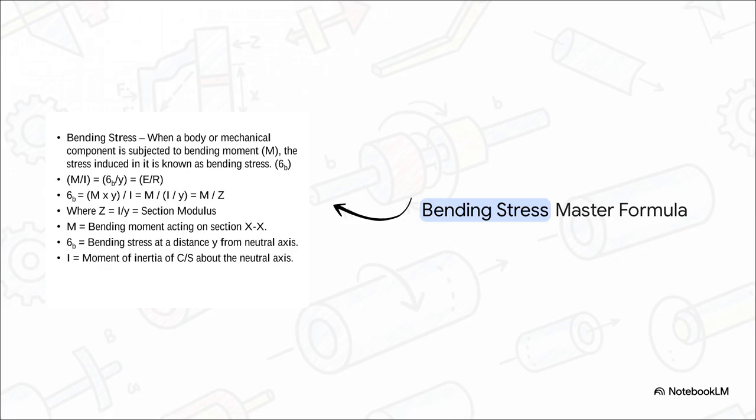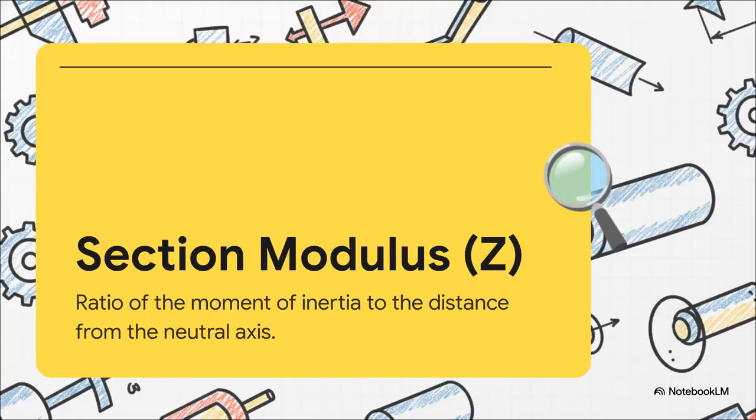In this formula, M is the bending moment acting on the section. I is the moment of inertia, which is basically how the physical shape resists that bending. Sigma B is our bending stress at a specific distance, y, from that neutral middle axis. Finally, E is Young's modulus, that's a material property, and R is the radius of curvature. And here's the crucial takeaway. As long as you're within the elastic limit, the stress at any point in that beam is directly proportional to Y.